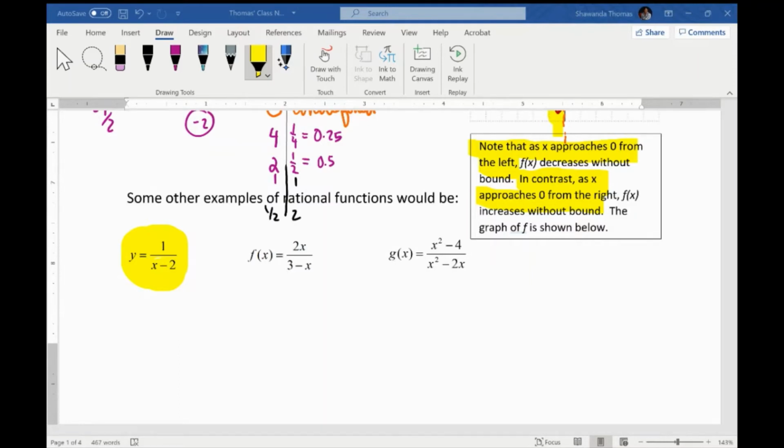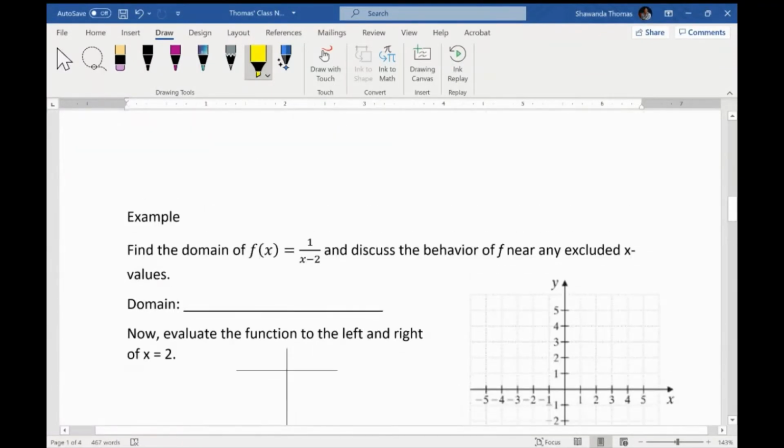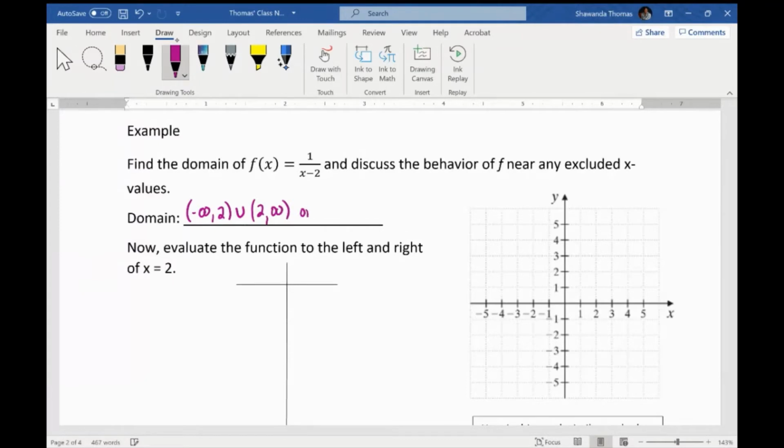All right, let's graph this function. I'm going to skip that. Those are just some more examples of rational functions. All right, find the domain. So again, she just told us negative infinity to 2, parenthesis, union, 2 to infinity. Or you write all real numbers except x equals 2. Or you could write braces x such that x cannot equal 2.